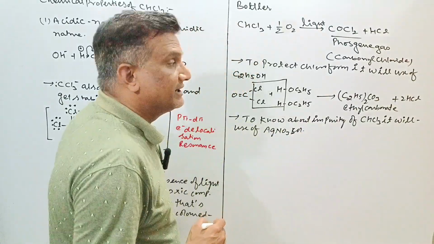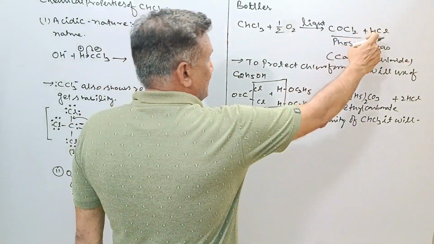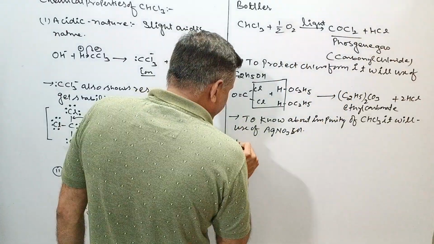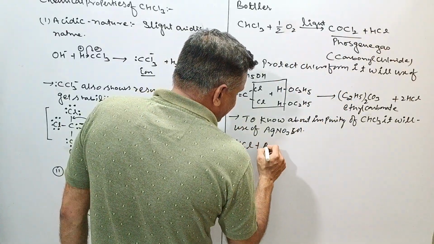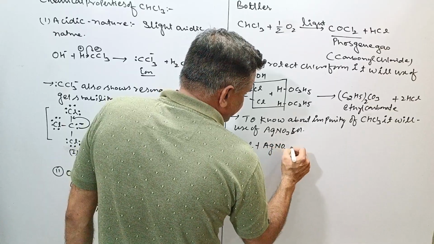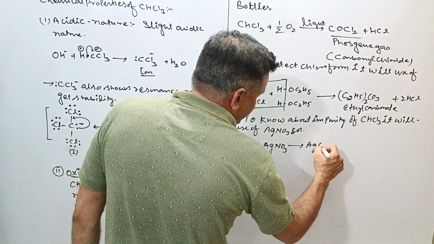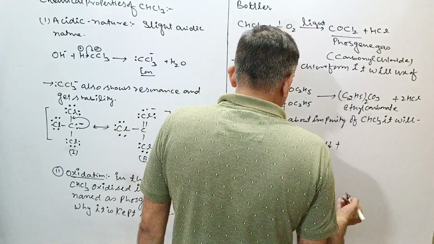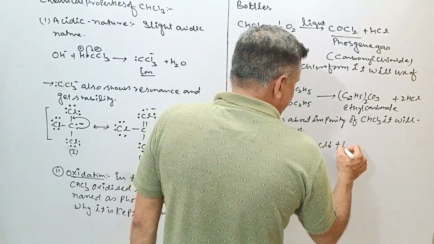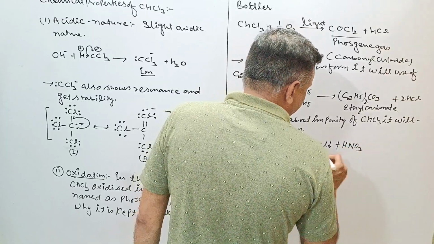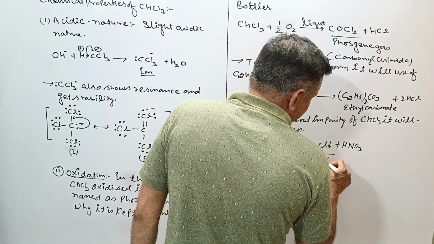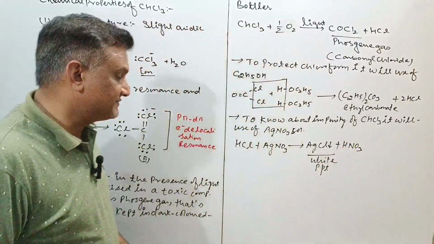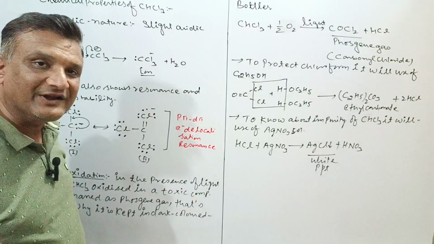AgNO3 solution. What will this AgNO3 solution do? In particular, the HCl formed from the oxidation will react with this AgNO3 and give, if it gives a white PPT of AgCl, then 100% the chloroform has been oxidized. And if the white PPT does not come, that means that is completely pure chloroform. This was about just the second reaction.